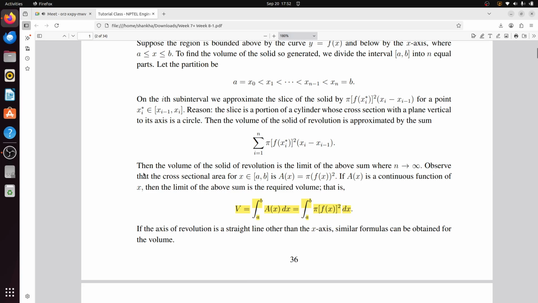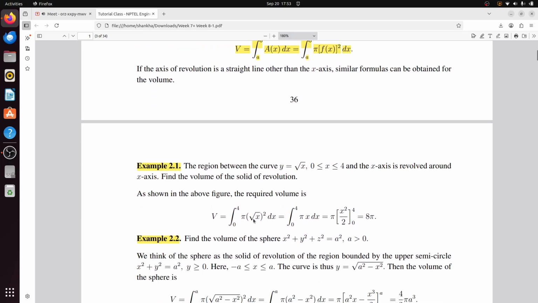So what will be the answer? The answer will be V equal to integral from a to b of A(x) dx, or in other words, this expression for V will be the integration from a to b of pi into f(x) square dx. And here what is your y? It is f(x), and your f(x) is square root of x.